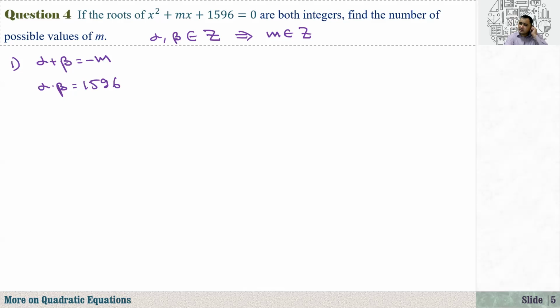Okay, so next, a plus b equals minus m, right? And a times b equals 1596, right? So actually here, let me draw a line. All right, so that's our first step.